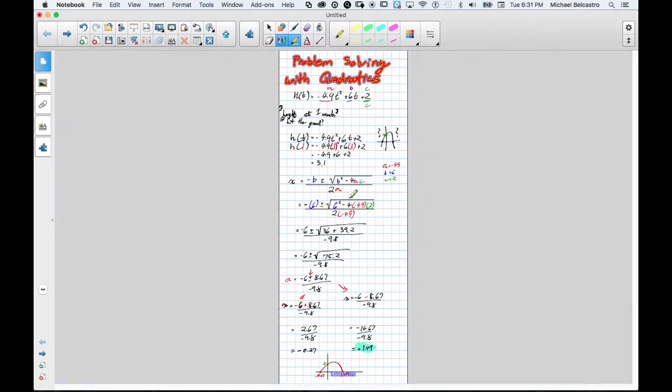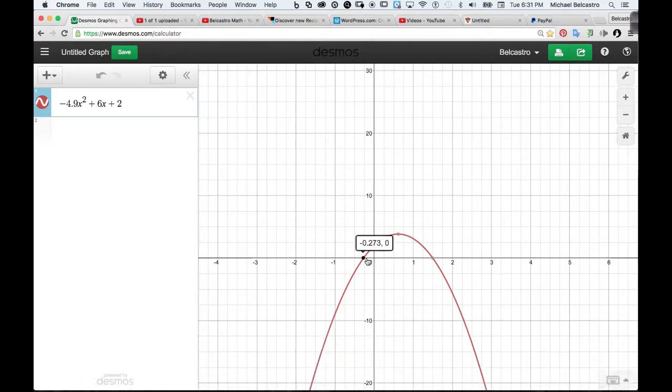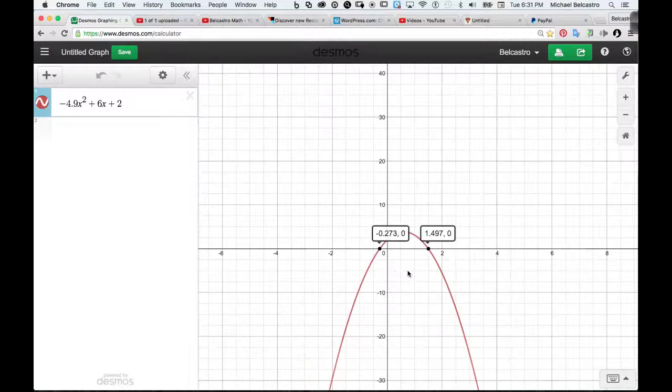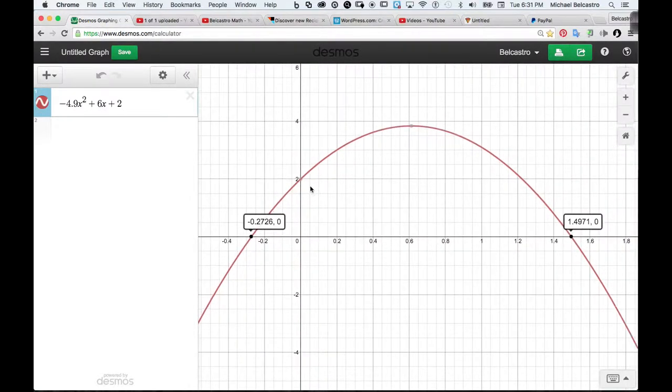A lot of work for that with the quadratic formula and stuff. And let's double check. I've kind of graphed it out here. Negative 0.27, we rounded, and roughly 1.49. Those are the correct values. I'm going to zoom in a bit. Remember we said the ball was hit at 2. We didn't figure out the vertex, but there it is in case we needed to know it. Okay.